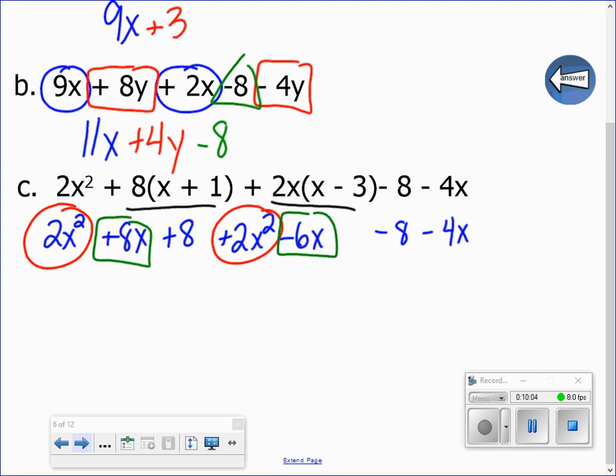Again, remember to include the operation that comes in front. And then we have our constants that are hanging out here on the end. We've got 2 of them. Now we want to combine.